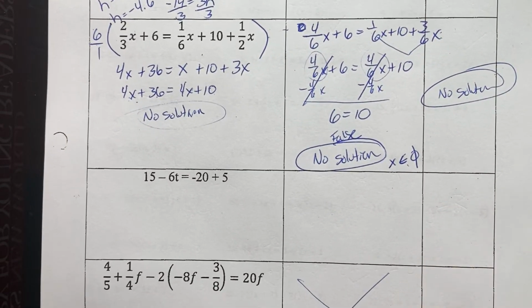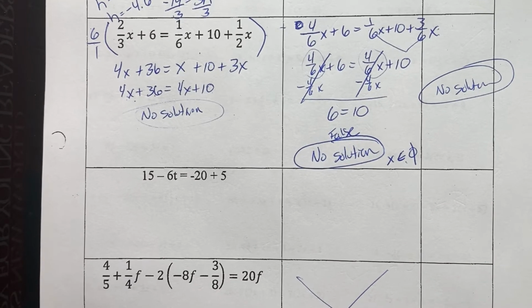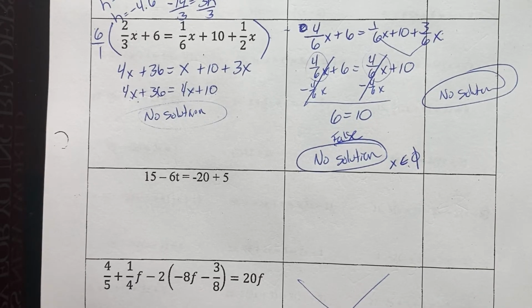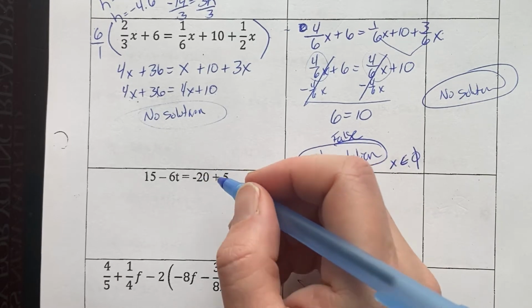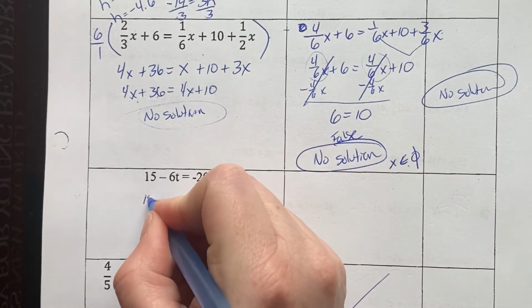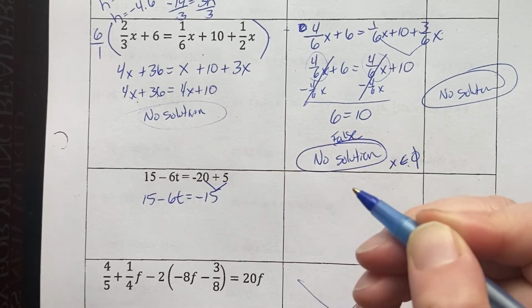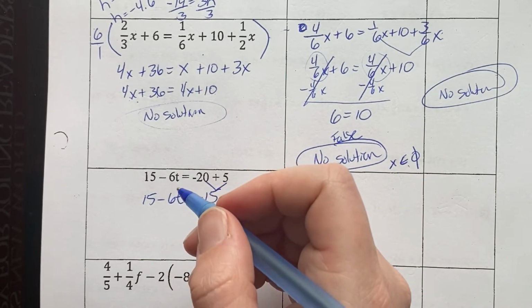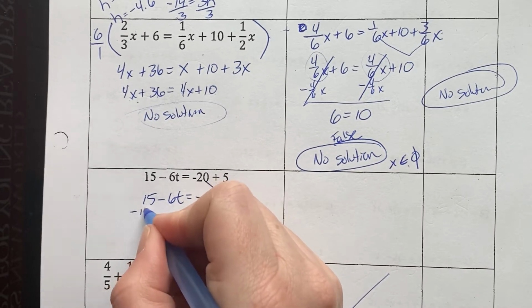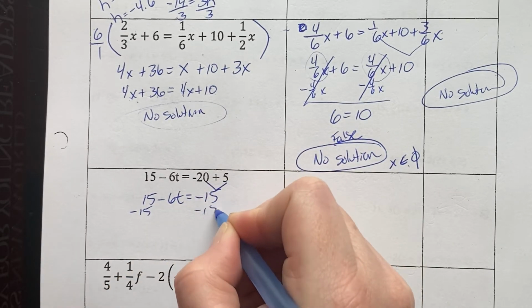Last one. Oh, next to last one. 15 minus 6t equals negative 20 plus 5. So I guess I can go here. Negative 15. I'm going to add 15 to both sides. No, subtract 15 and subtract 15.